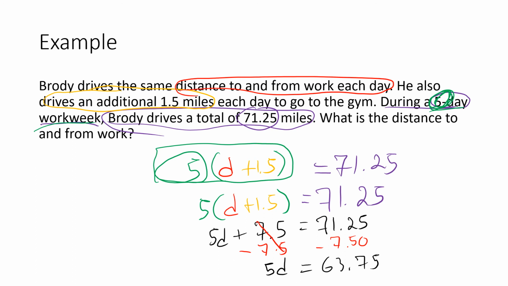And then we're going to go ahead and divide. I ran out of space here, but we're going to divide both of these by 5, leaving us with d equals, again, 63.75 divided by 5, 12.75. So that means the distance to and from work is 12.75 miles.